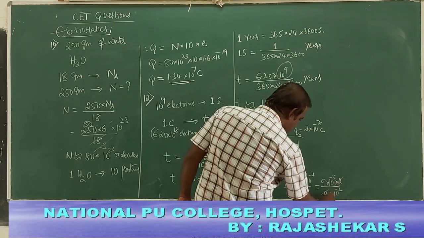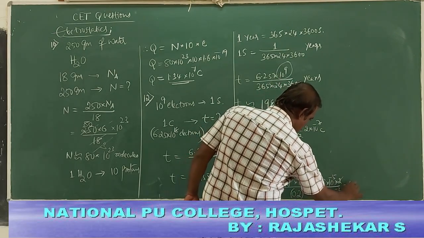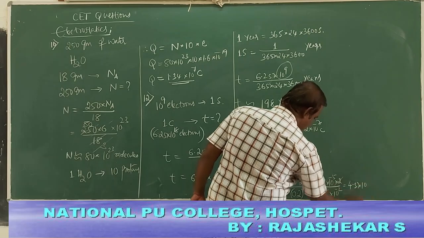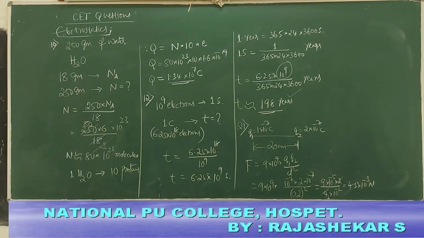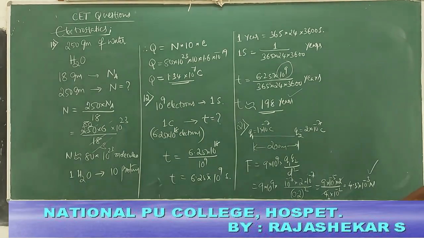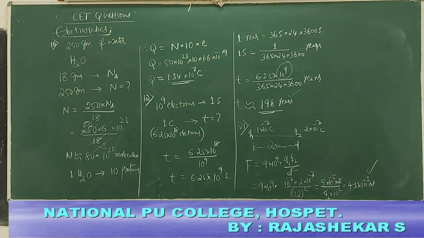2 ones are 2, 2 twos are 4. This will be 4.5 into 10 to the power minus 3 Newton. This is the answer, students. One of the answers given. This is of course a simple and direct question.